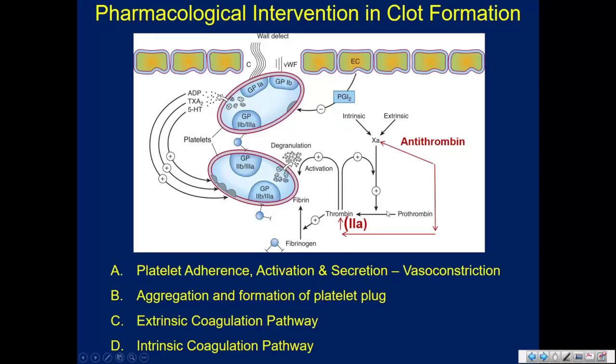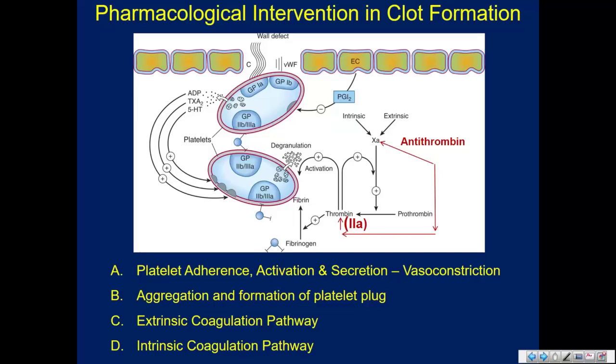Ultimately, the point I want to bring to your attention is when factor 10A is activated, factor 10A then activates prothrombin into thrombin. Thrombin is also called 2A. I bring this to your attention because antithrombin, which is a circulating anticoagulant, so it's part of our endogenous natural pathway that keeps blood fluid.